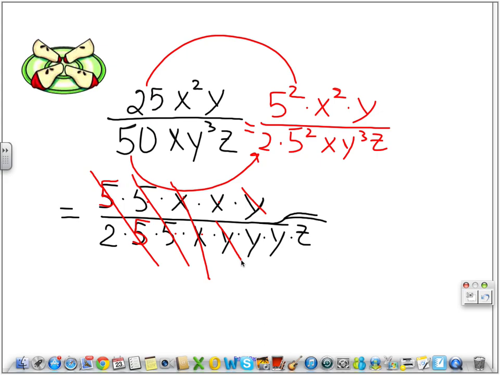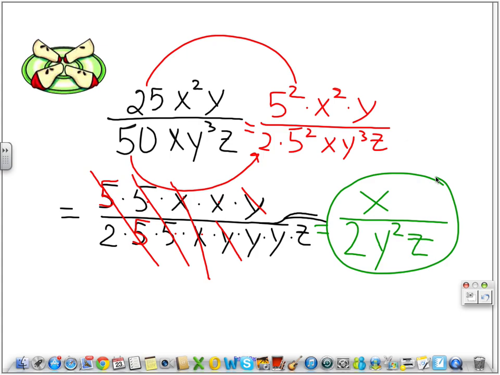Now I have no more canceling left, so I have to multiply what's remaining out. So I go all the way across the numerator, and all I have left is x on top. And on the bottom, all I have is a factor of 2, y to the second, and z. And that is a simplified algebraic fraction. Now, it's a long process, and there are many ways you can find shortcuts, and I encourage you to find them. But if you are developing understanding, this would be the place to start. Good luck.